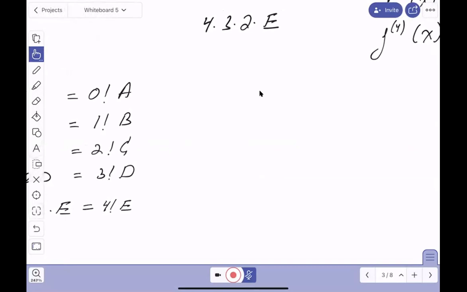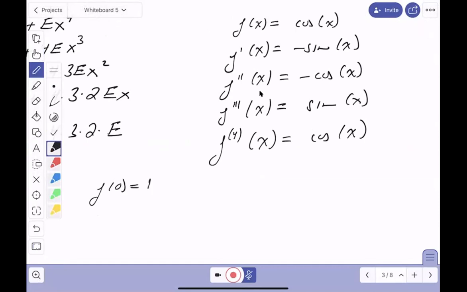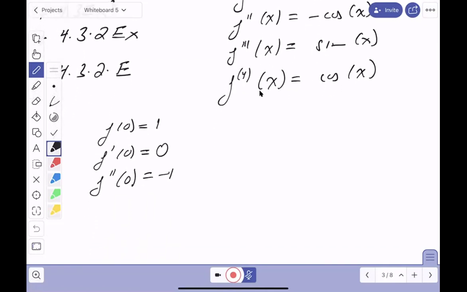It's not easy. I got to remember. Let me go back over here and write this down. What's F of 0? What's cosine of 0? It's 1, right? And what's F prime of 0? Well, that's going to be 0, isn't it? That's pretty simple. F double prime of 0 is going to be -1, right? F triple prime of 0 is going to be 0. What's the 4th derivative evaluated at 0? It's going to be 1.